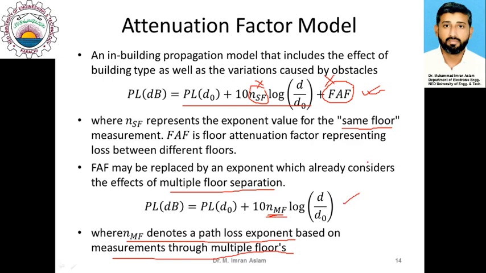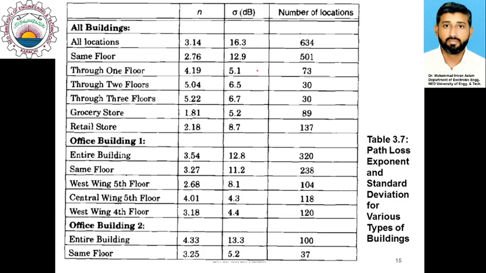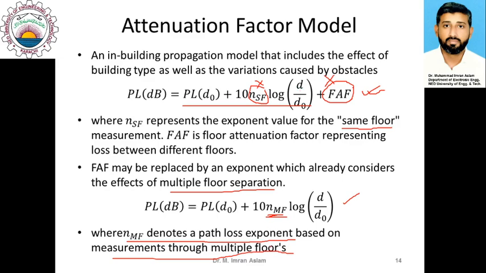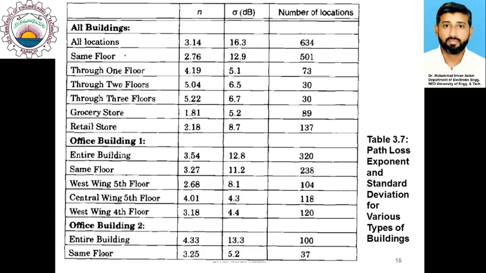So this table is actually representing the path loss exponent for different types of buildings with different floors. This is actually for multiple floors as well, where some of the measurements are represented for same floor and some of the measurements are represented for multiple floors. So you can see that you can calculate the path loss on the basis of measurements taken at maybe same floor or different types of floor, and you can calculate the path loss index and the standard deviations.